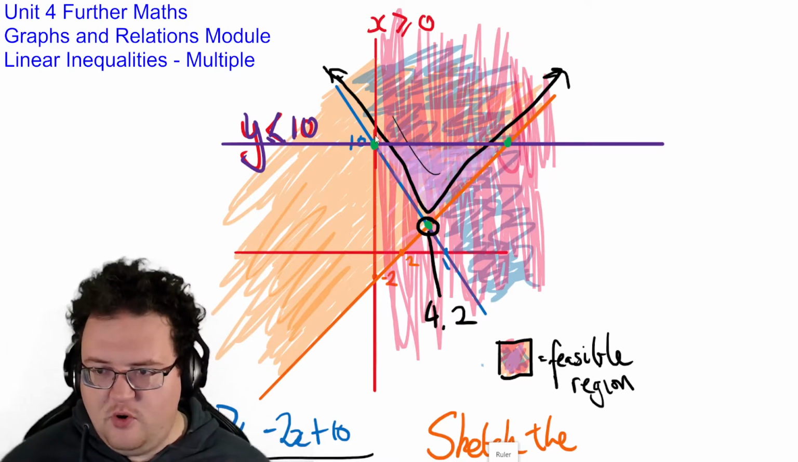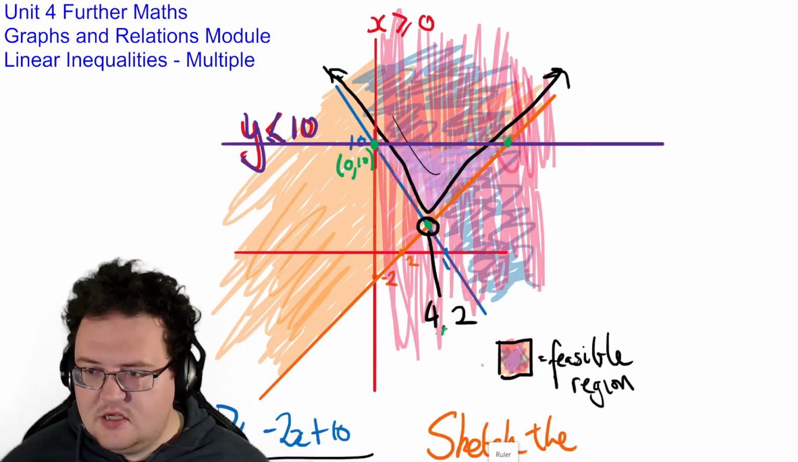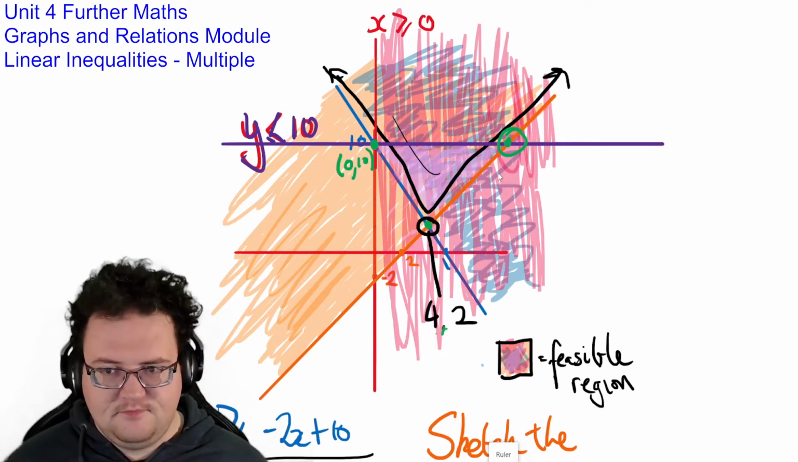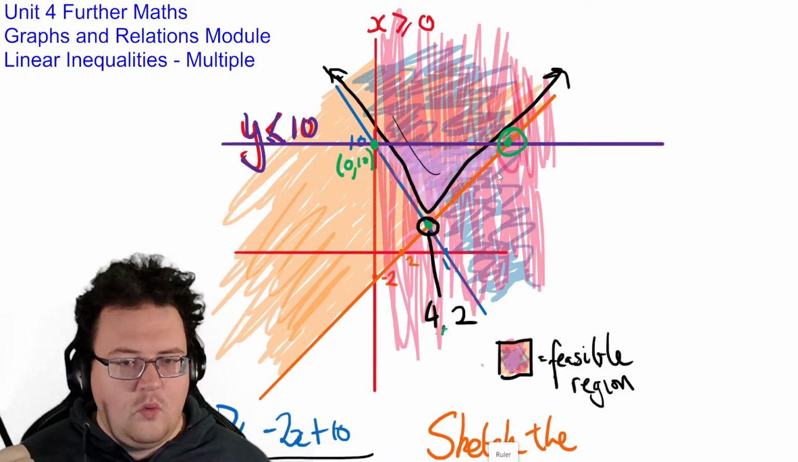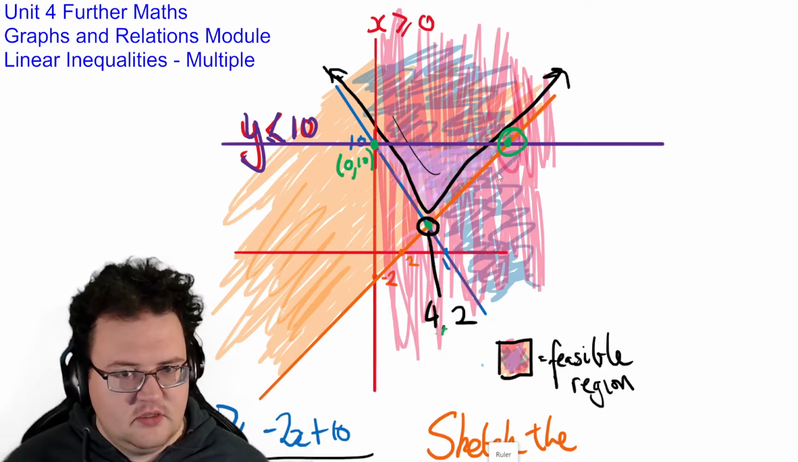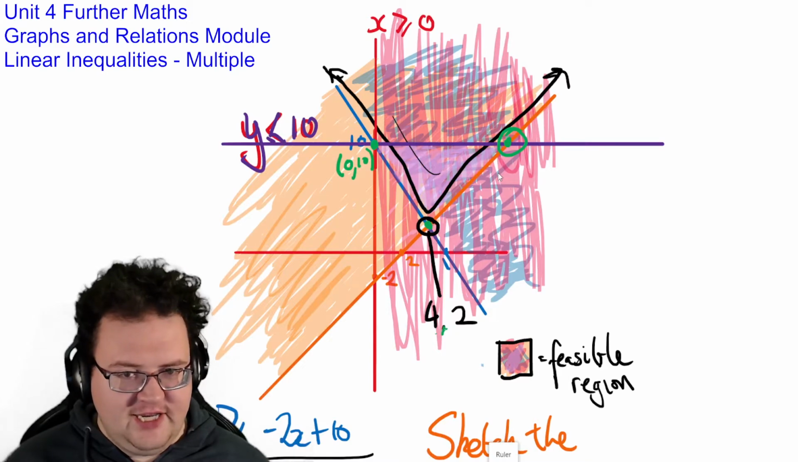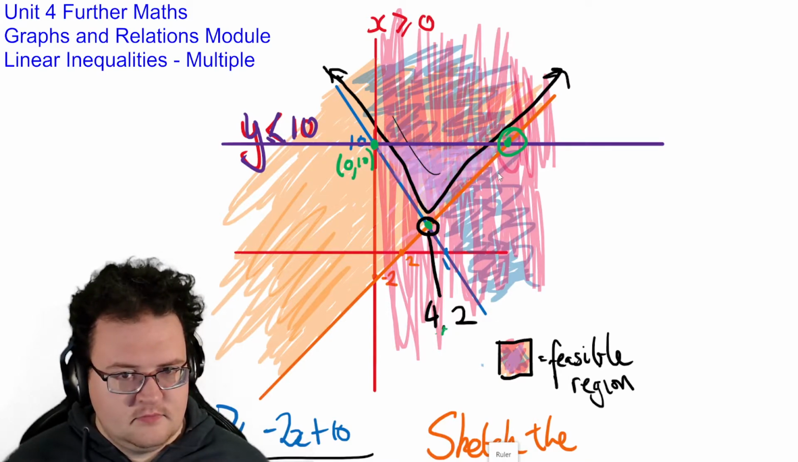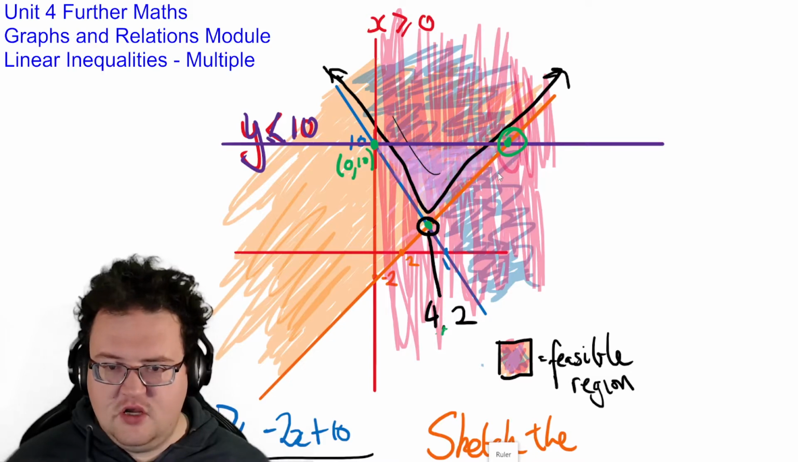Now I know where this point is. This is at 0, 10. I know where this point is, it's 4, 2, which is what I found before. But to fully understand what's going on, I need to find one last point here. And my question for you is, which equations should I use to try and find those points? Because 2 of these equations are going to give me the points that I need. If I find where these 2 lines intersect, then I can find that last green dot.